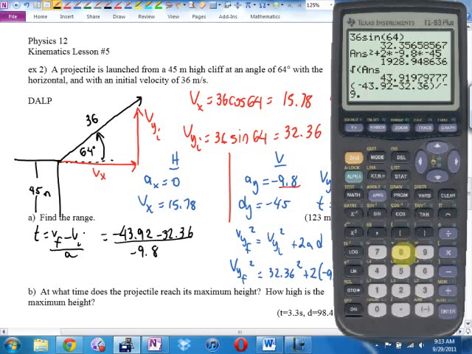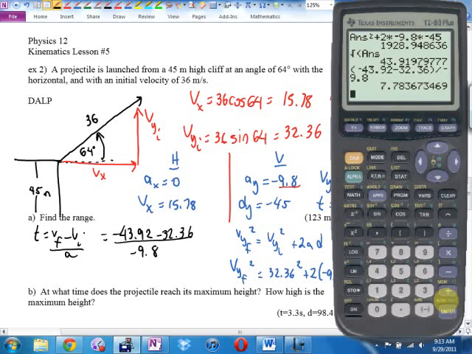Someone else want to double check me? Quadratic guys, if you used your quadratic solver, you should have got a negative answer, and then your positive answer should have been this. If not, hit me up later. 7.78 seconds.